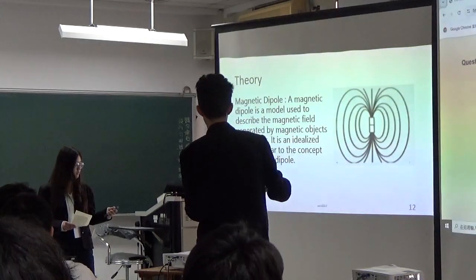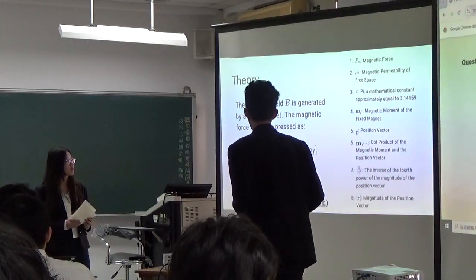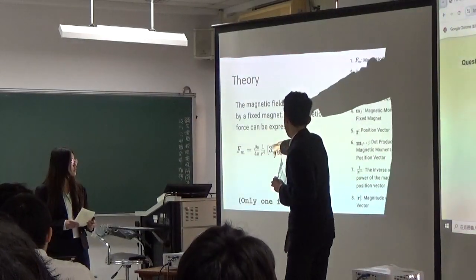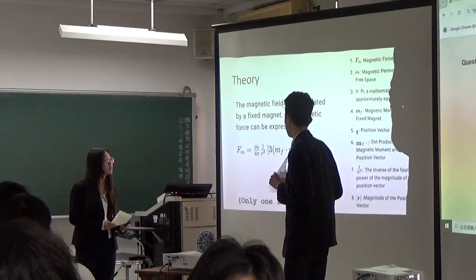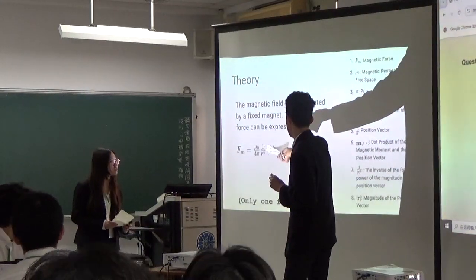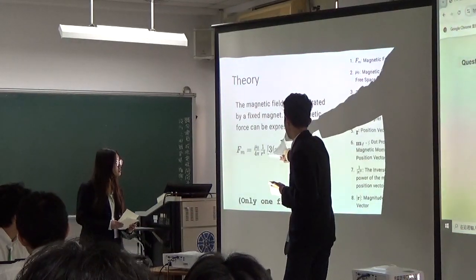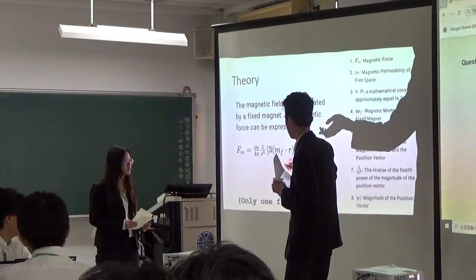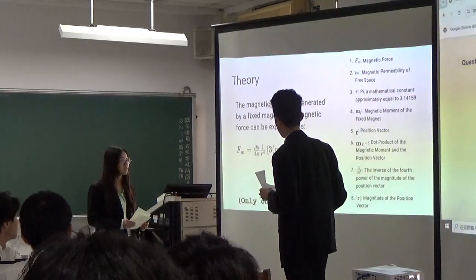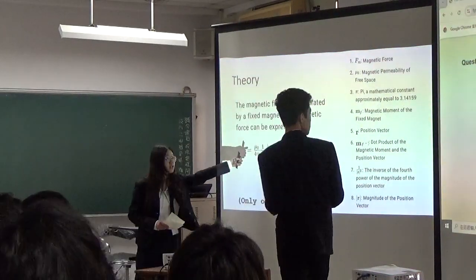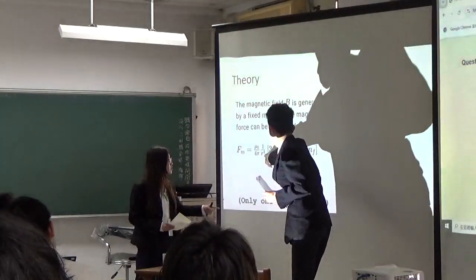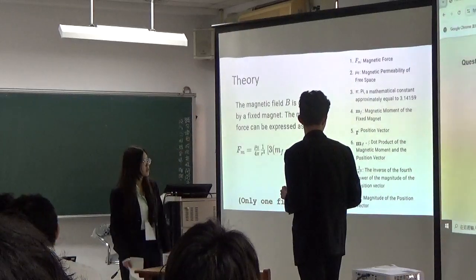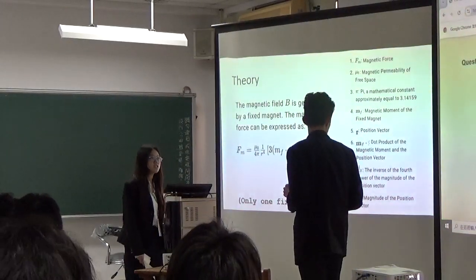Here I see the equation you are showing. Does it fit? This one shows r squared times r squared. Is that against your premise? You mean this one? Yes. This one is the inverse of the fourth power of the magnitude of the position.